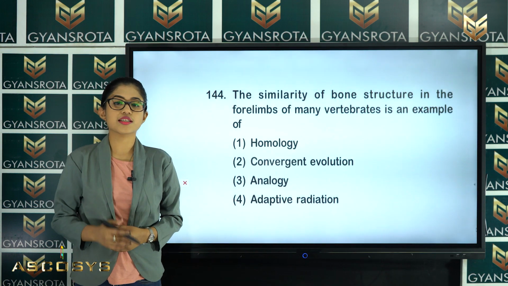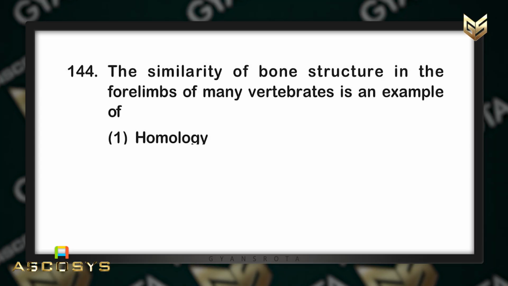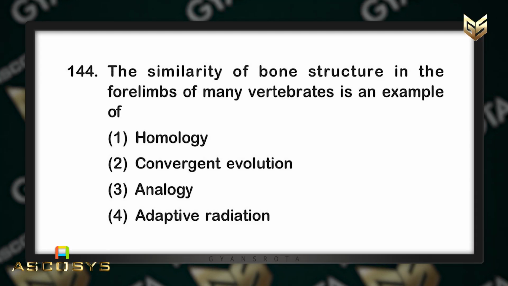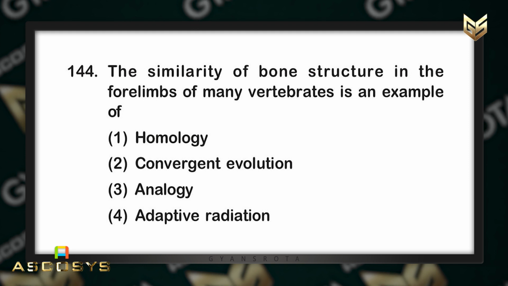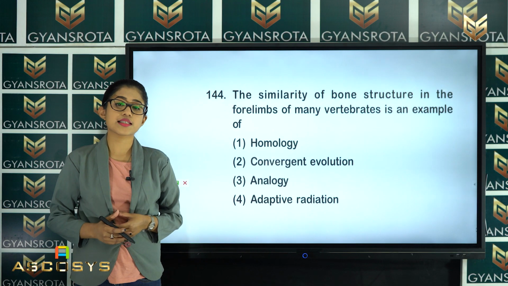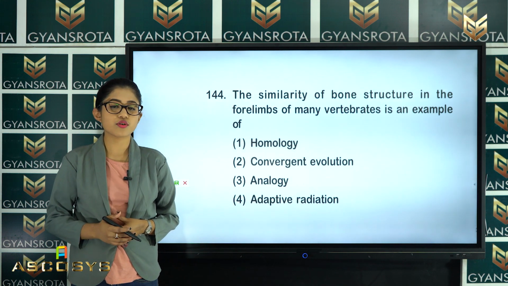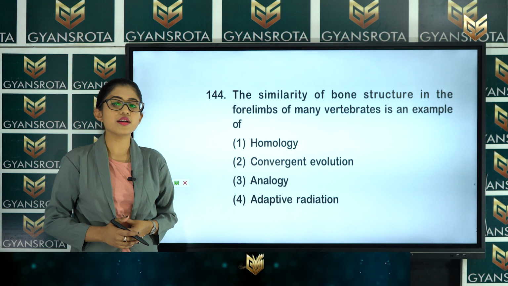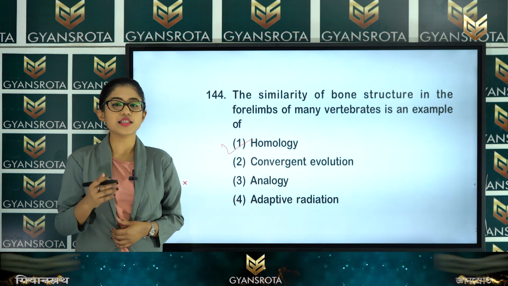In the next question, as you can see here, question number 144, the similarity of bone structure in the four limbs of many vertebrates is an example of homology, or convergent evolution, or analogy, or adaptive radiations. So, we have very clearly discussed this in the chapter Evolution. So, which among them is the correct answer for this question? That is option number 1, homology. So, homology is the correct answer for this question.